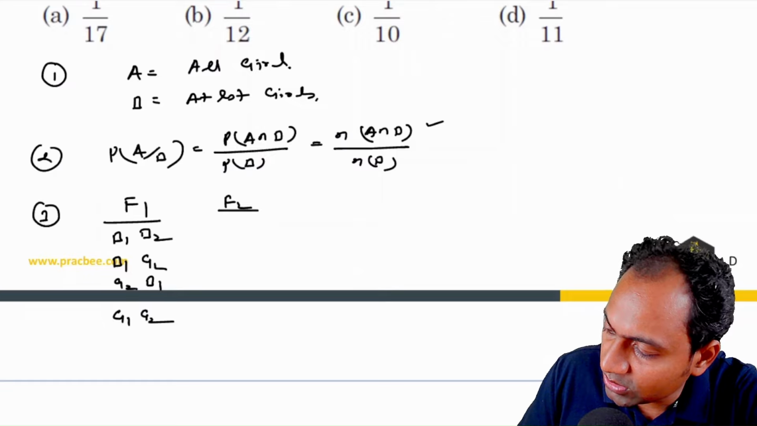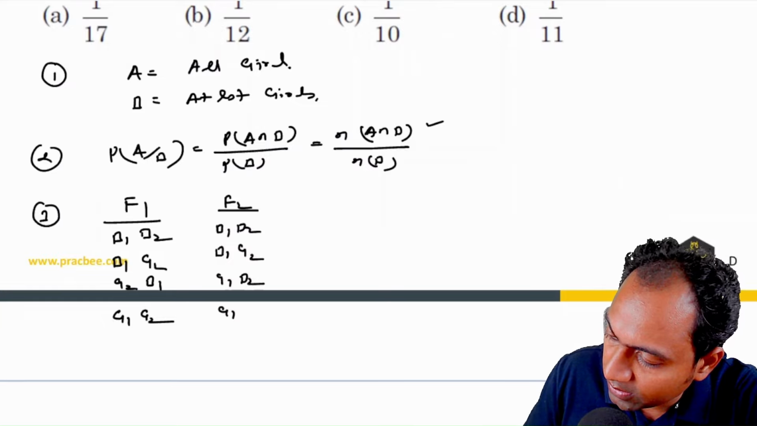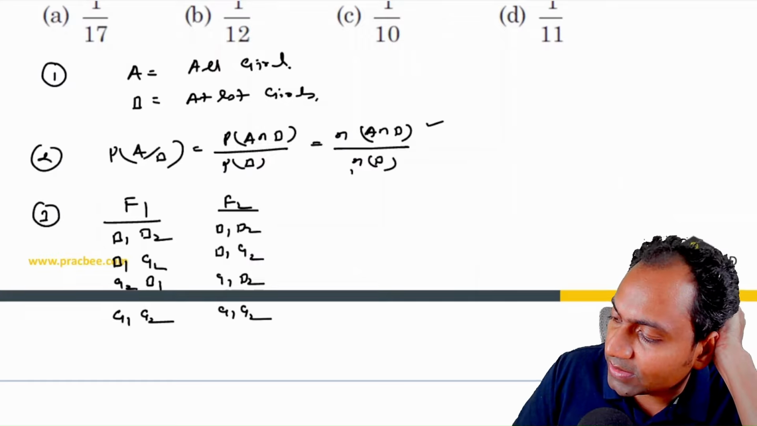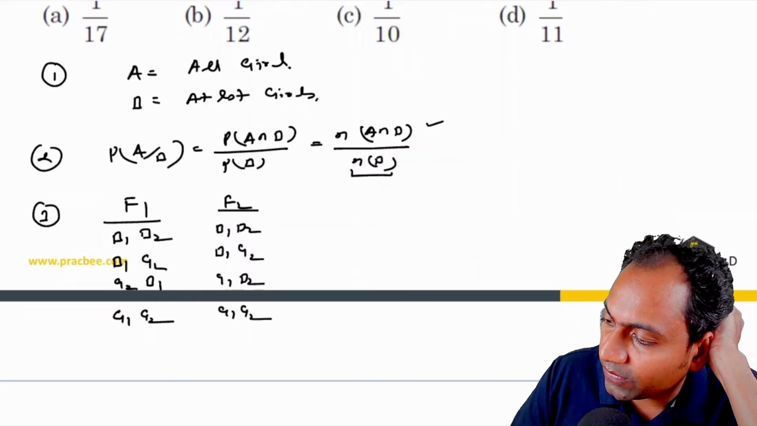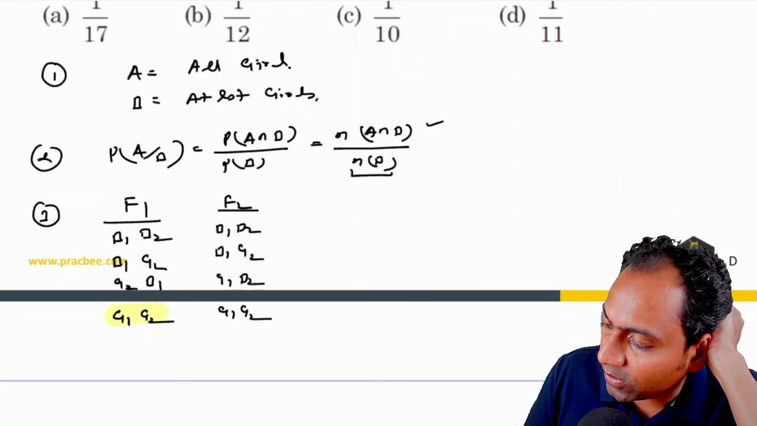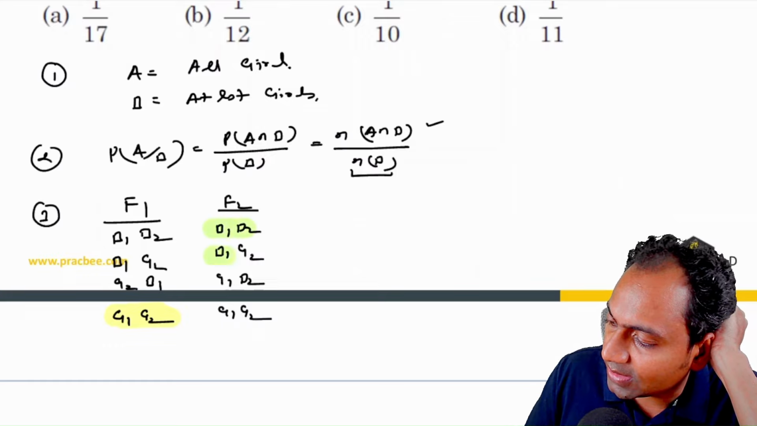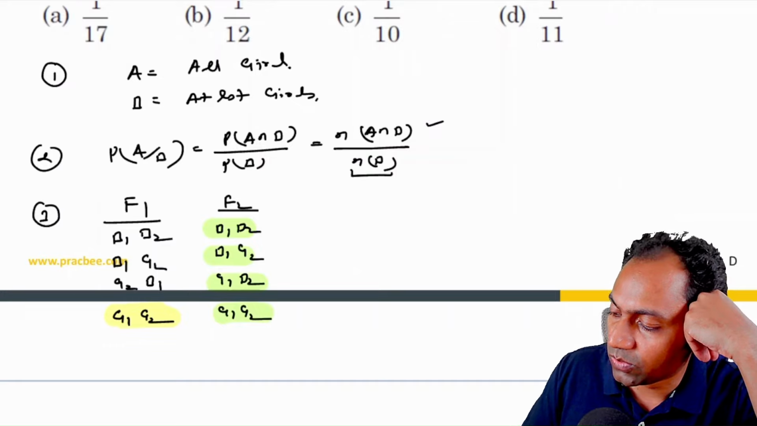In F2 also similar kind of 4 cases are possible. Boy 1, girl 2, girl 1, boy 2 and girl 1, girl 2. So if I understand the total number of elements in which B can happen, B means at least you have got 2 girls. So if I take these 2 girls from the first set, then corresponding to this, if I take any one out of the next 2, I will have at least 2 girls. So corresponding to girl 1, girl 2, I have got 4 cases.